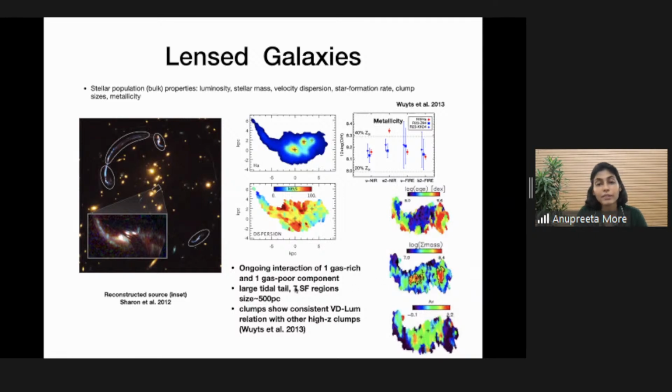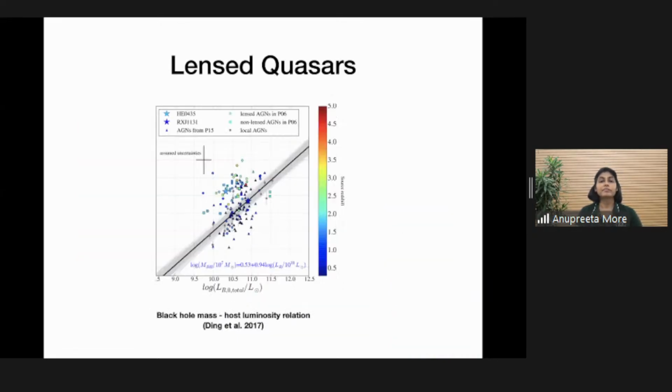And what they found is that there is a tidal tail that's being seen here, so there is some sort of merger happening. There are different clumps here, some of them are gas rich, some of them are poor, they have low metallicity, and they could quantify the sizes of these clumps, and many other things. So you can see how rich these kinds of systems can be, and how much we can learn about some very faint galaxies with the help of strong lensing.